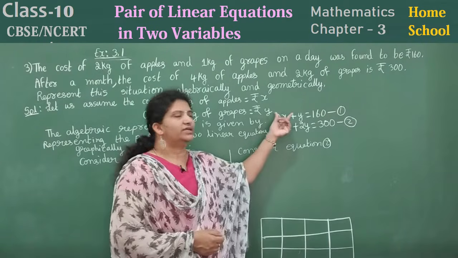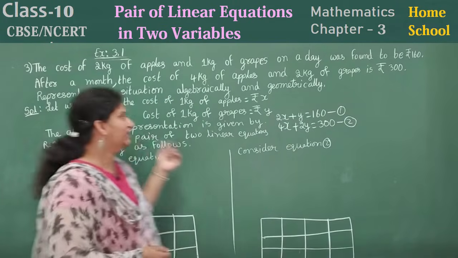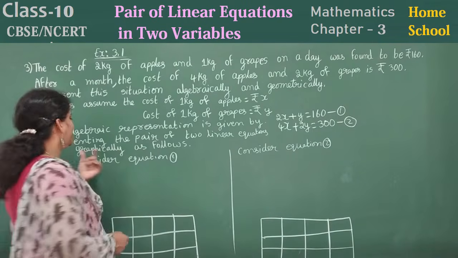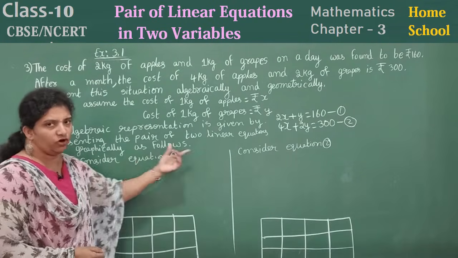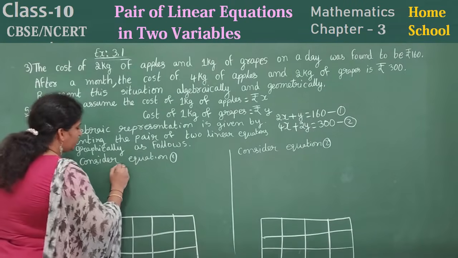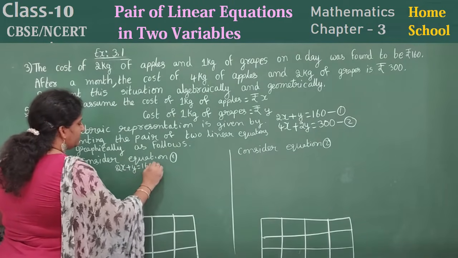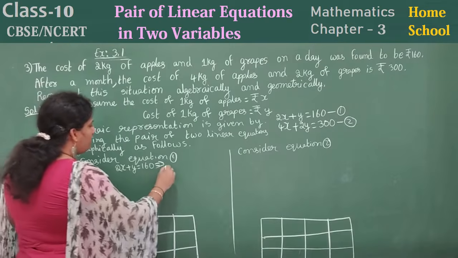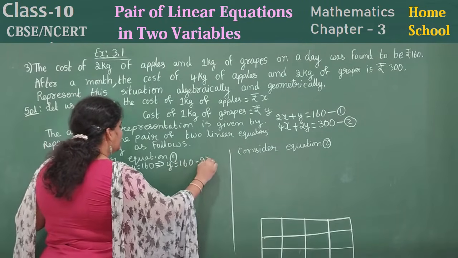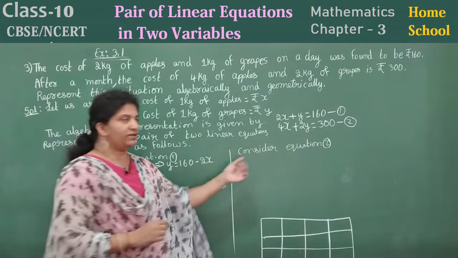So now take every equation separately and represent it graphically. So observe here. Representing the pair of two linear equations graphically is as follows. Consider equation 1. See equation 1, children. 2x plus y is equal to 160. Rewrite the equation in the form of y. y is equal to 160 minus 2x. Okay, so let me do that for the other equation also.